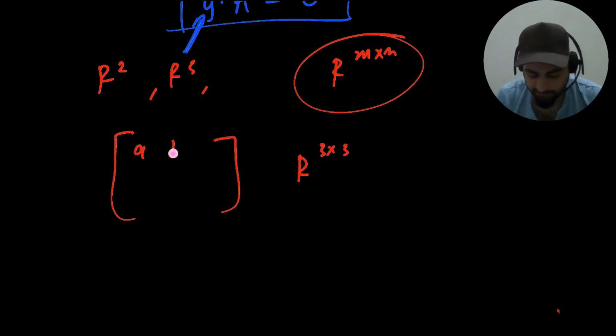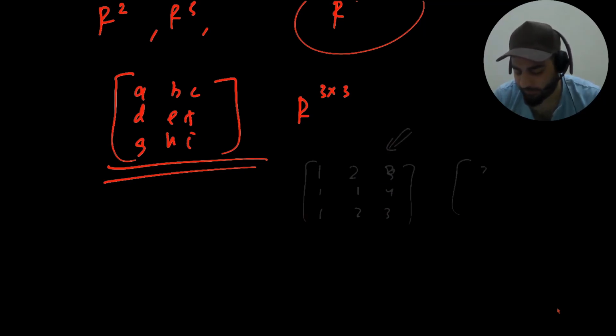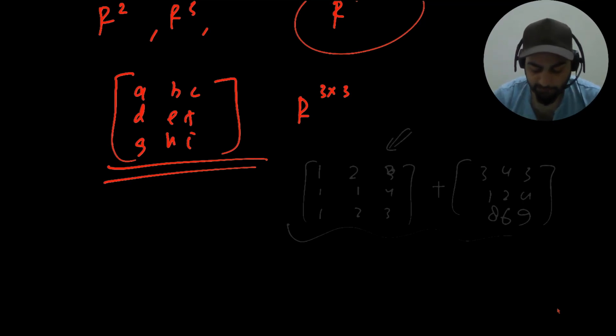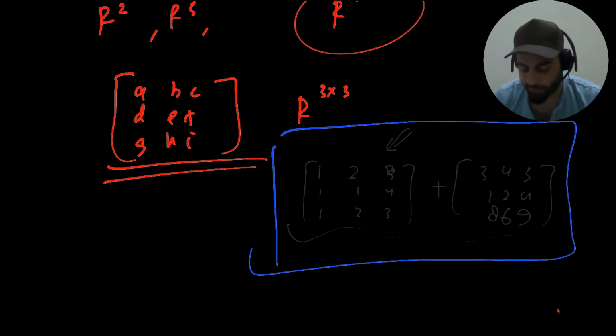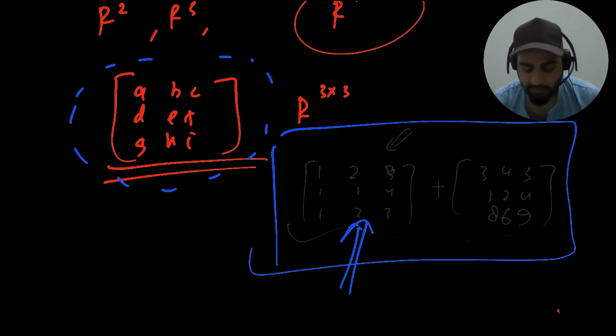If you have a matrix A B C D E F G H I, this is a 3 cross 3 matrix. If you take any 3 cross 3 matrix, like 1 1 1 2 1 2 3 4 3, a random matrix, and take some other matrix, and add these two matrices, you know it will still be a 3 cross 3 matrix. Even if you multiply this matrix with any number, you'll still get a 3 cross 3 matrix. So what I'm saying is that this is basically a vector space, and these 3 cross 3 matrices are also vectors in a vector space.